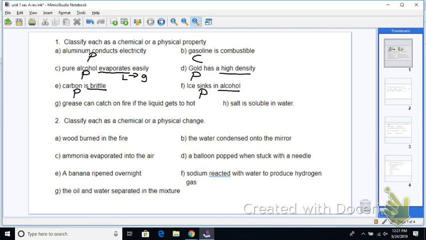Oh, I got two more I didn't see. Grease catches on fire. That should give you an idea that it is chemical because it's flammable. And it will change and it will heat up. And then soluble means it dissolves or mixes, and so that's physical.